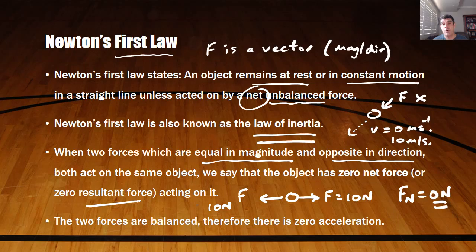So there may be more than one force being applied to an object, but if the sum of the forces, or the resultant force, is equal to 0, then the motion of the object will not change. And if those forces sum to 0, then that means that the acceleration must also be 0.